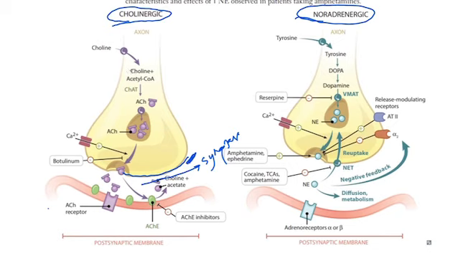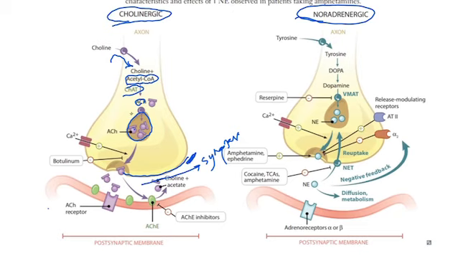Choline that is taken up back and acetyl CoA that's made inside, when they combine together by choline acetyltransferase, this is the enzyme, it's going to make acetylcholine. Then it's taken inside a vesicle to protect it from outside, and it will be stored in the vesicles.